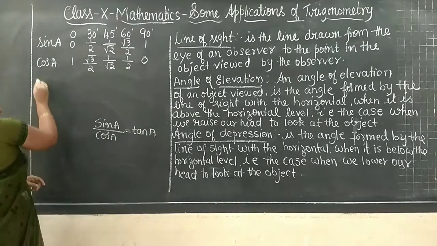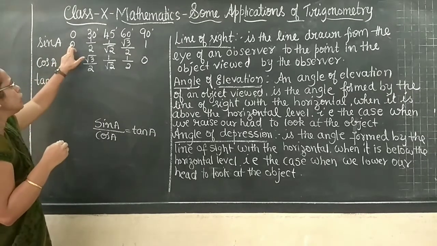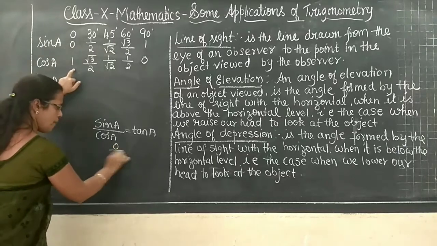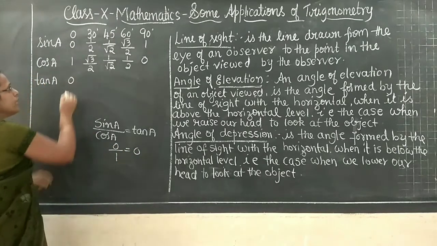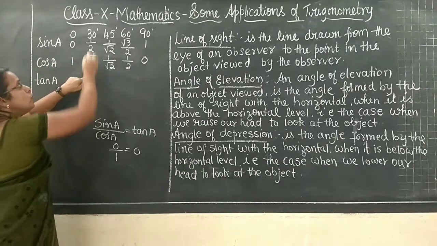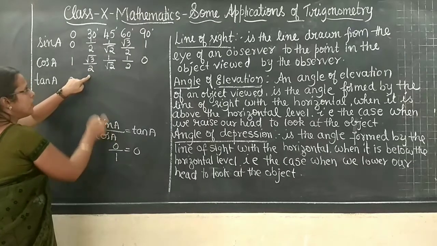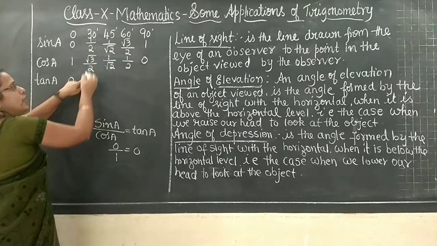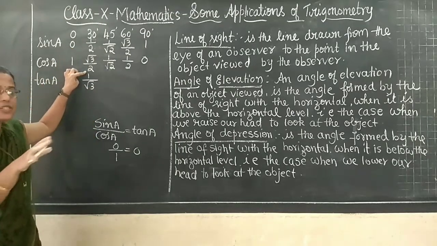Means we will get now tan A. Tan A is how much? 0 by 1. 0 by 1 is how much? 0. Yes. 1 by 2 divided by root 3 by 2. When you divide 1 by 2 by root 3 by 2, what will you get? 1 by root 3. The 2 and 2 will get cancelled.